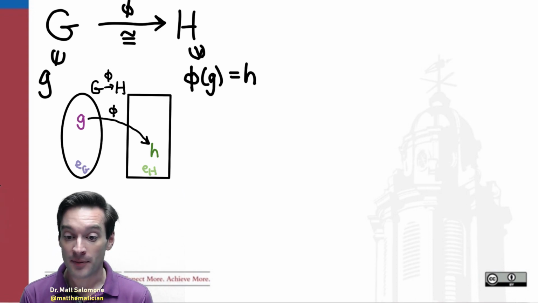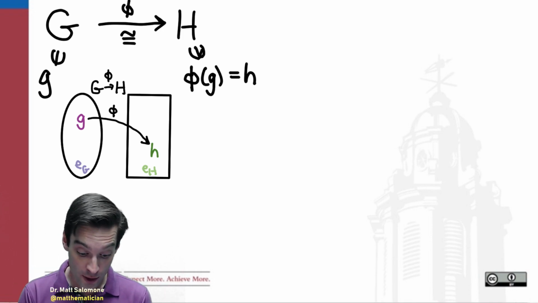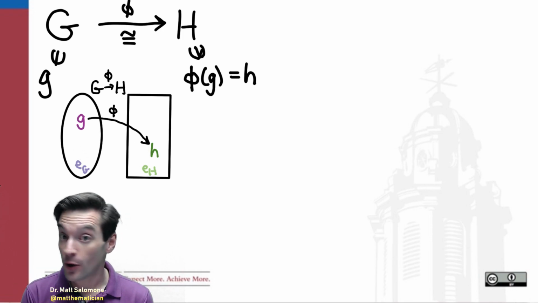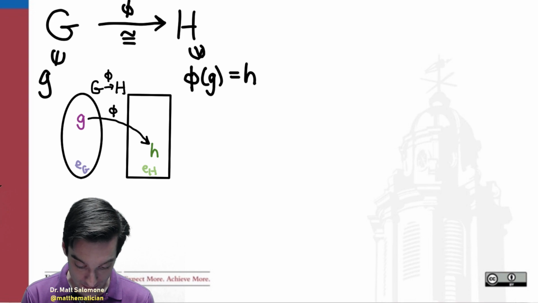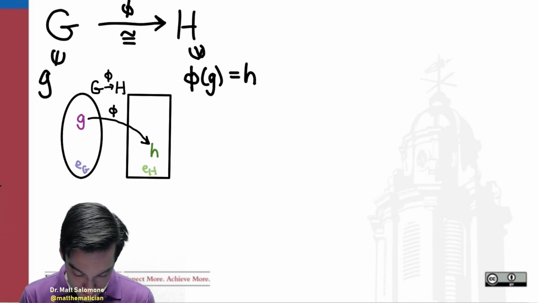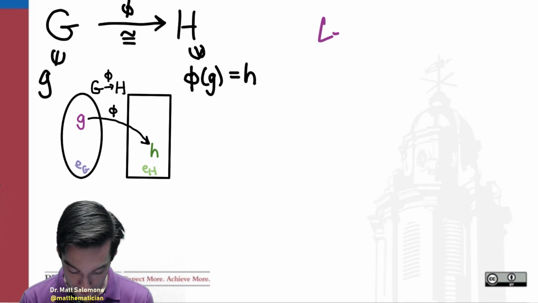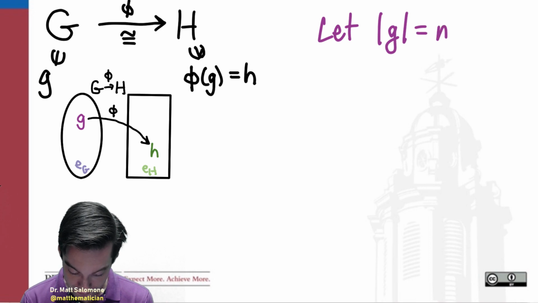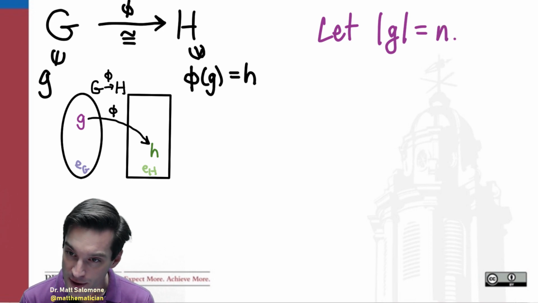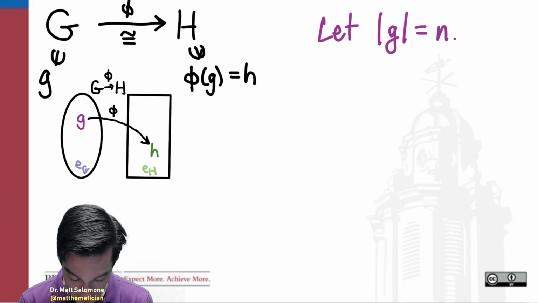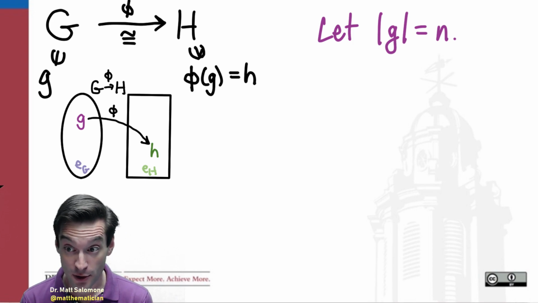Okay, so we need to figure out why the order of g agrees with the order of h. Why should that be true? So first of all, let's just do the proof for the case in which g has finite order. So let's suppose that the order of g is equal to n. The infinite order case is not really any more complicated. I invite you to write up those details on your own if you like.